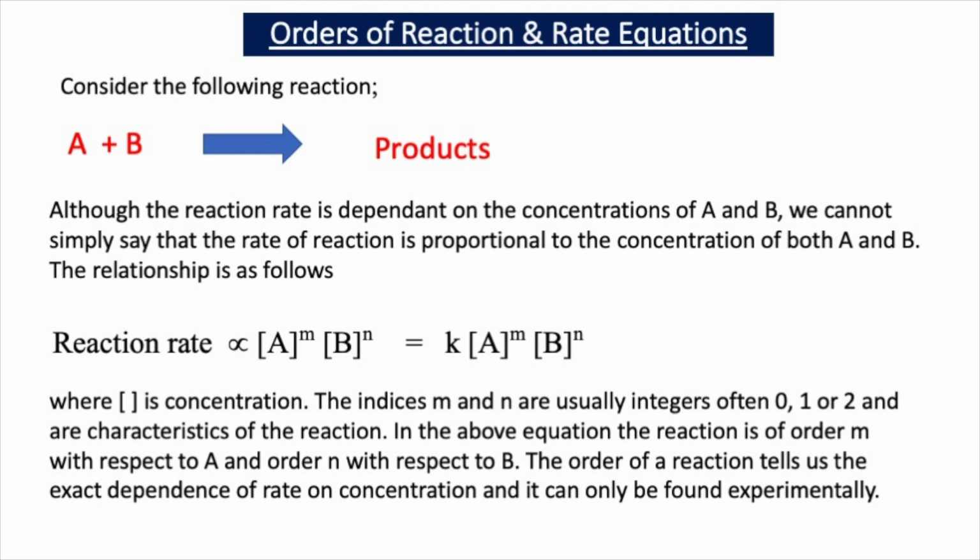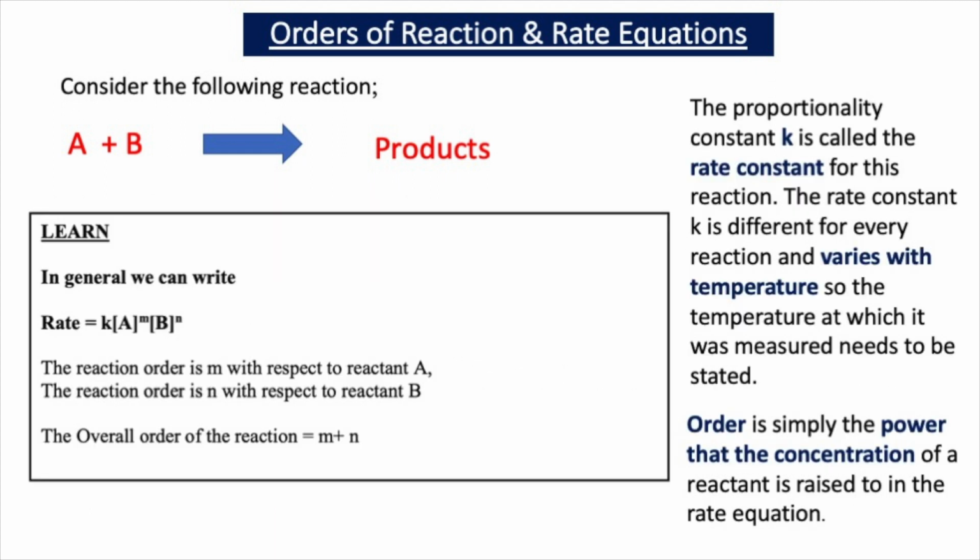You can only determine the order, the power that concentration is raised to in the rate equation, by carrying out experiments. You can't determine these values by looking at a chemical equation. They can only be determined experimentally. So the order of a reaction tells us the exact dependence of rate on concentration, and this slide shows the rate equation.